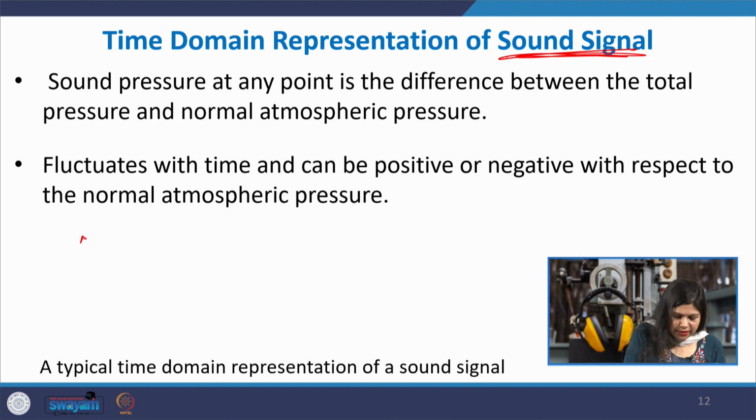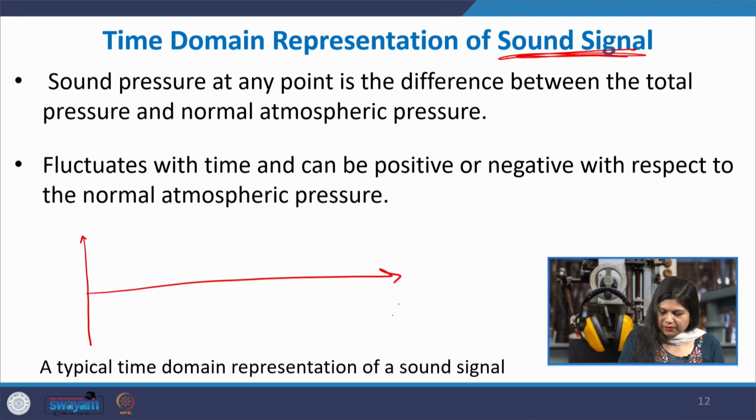So, let us say I am giving you a time domain representation; this is your time scale and this is the pressure.